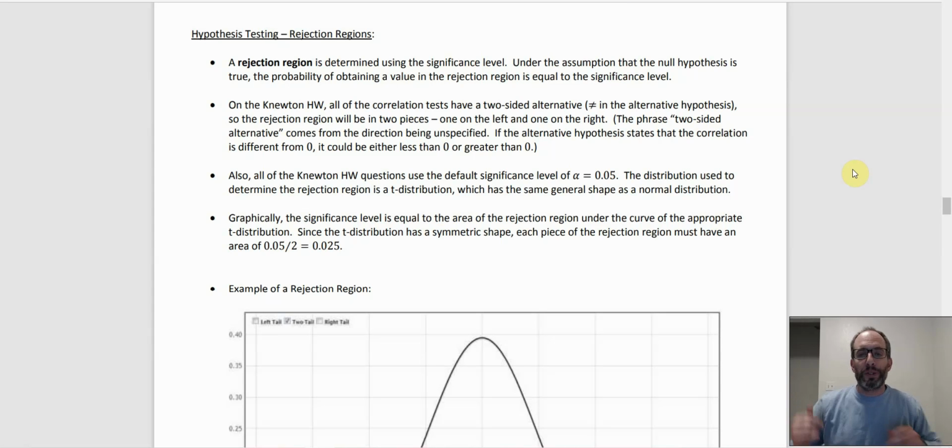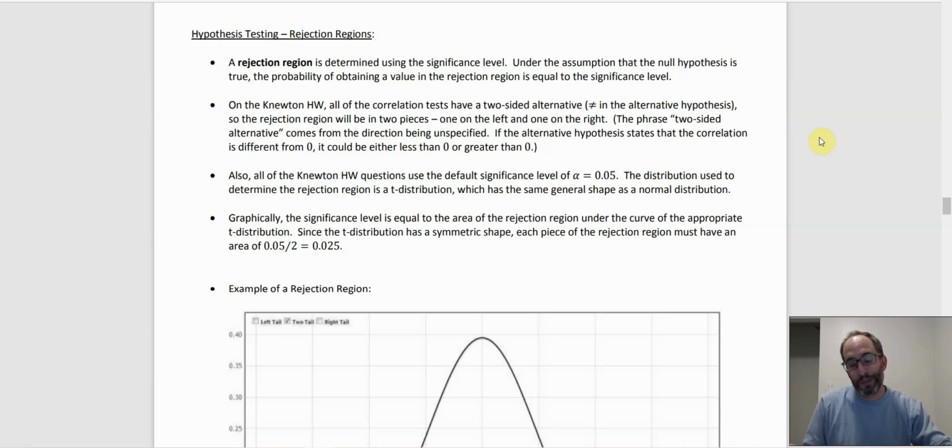The way that the rejection region works is you take your significance level, your 0.05, and then under the assumption that the null is true, you would set up your rejection region so that the probability of getting a value in the rejection region is equal to the significance level. That's easier than it sounds, especially when you have a table.